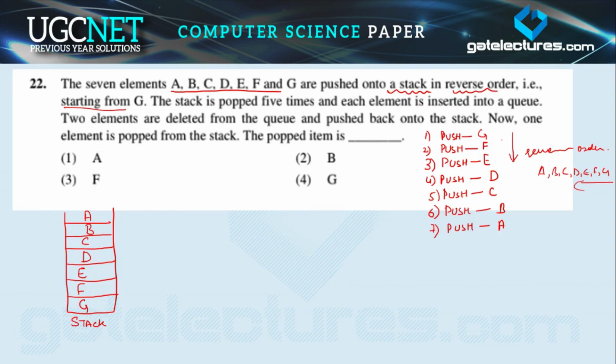So we pushed all the elements into the stack in a reverse order. Now they are saying that the stack is popped 5 times and each element is inserted into a queue. It means we have to pop 5 elements from the stack, 5 times means 5 elements which are present in the stack. We have to pop them and insert them into the queue. So this is my queue.